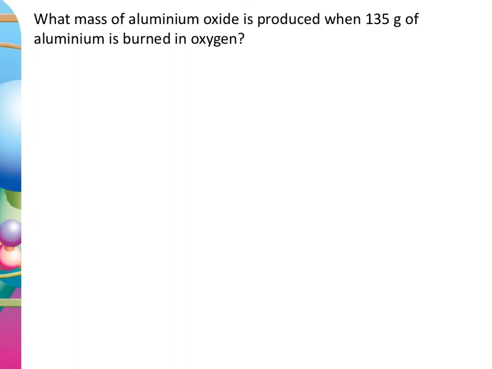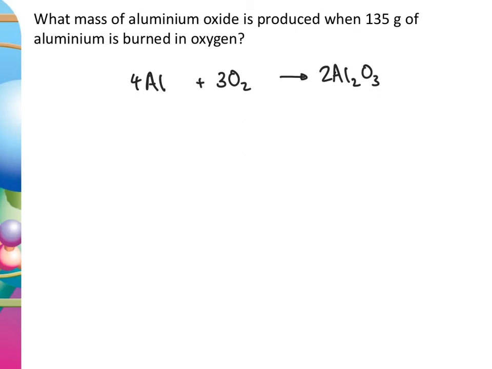Okay, so this question is what mass of aluminium oxide is produced when 135 grams of aluminium is burned in oxygen. So the first thing that we need to do is write a balanced equation. So actually, why don't you pause the video for a second and have a go at writing that, and then I'll write the correct answer and you can compare your answer with mine. So hopefully that's what you got. Of course, you needed to know the formulae before you could balance it.